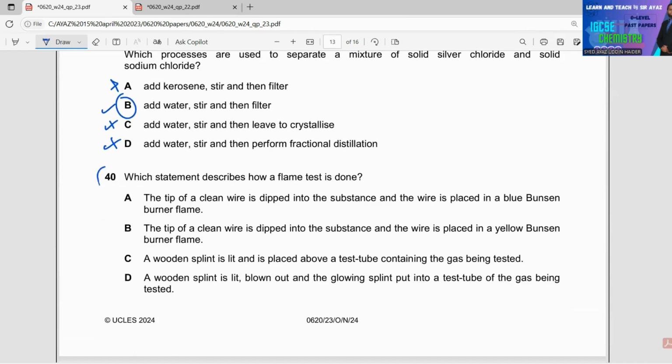Last MCQ. Which statement describes how a flame test is done? The tip of a clean wire is dipped into a substance. This is correct. And the wire is placed in a blue Bunsen burner flame. This must be the right statement.